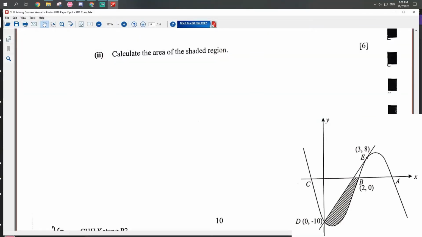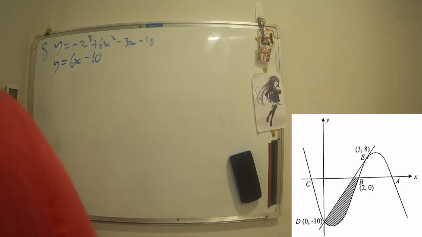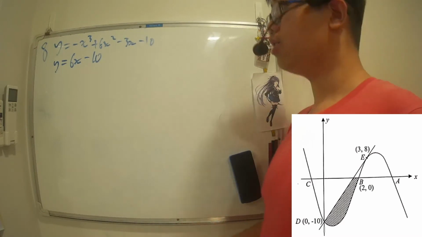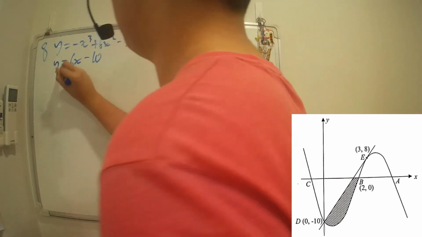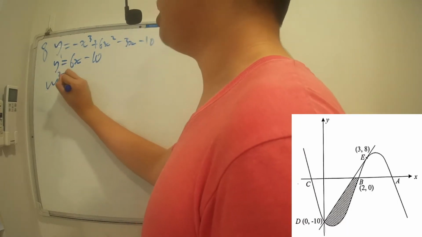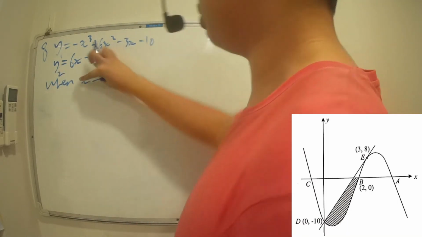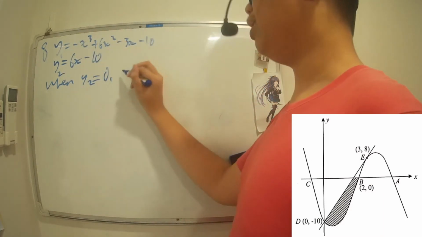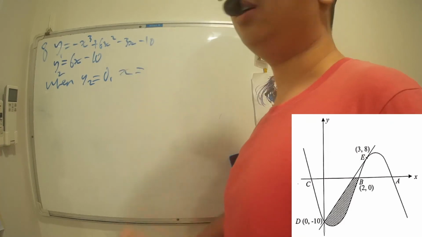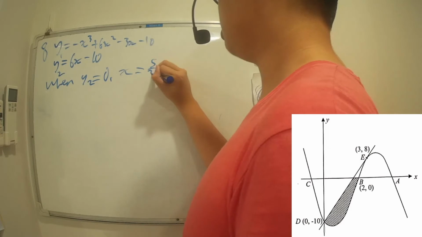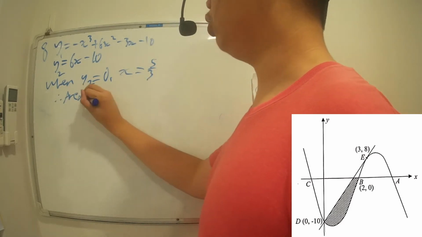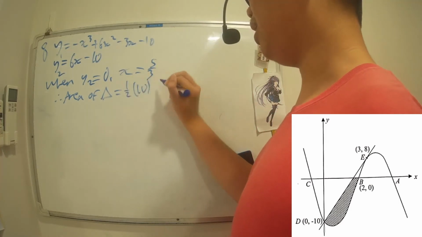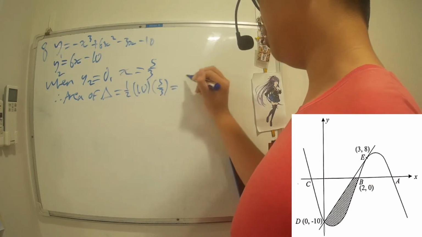Part 2, calculate the area of the shaded region. So we need to integrate, but we also need to consider that little triangle. If you look at the diagram, we need to get rid of that triangle. So let's consider the tangent first. So I'll have y1, y2, okay? So when y2 equals 0, then we must find x, right? x is equal to, you can solve this yourself, this is 5 over 3. So therefore, the area of the triangle is half times 10, which is the height, and then 5 over 3. And over here, you'll see that this is just 25 over 3.